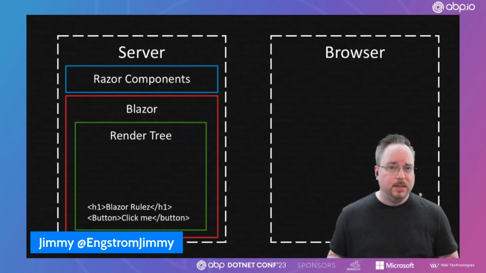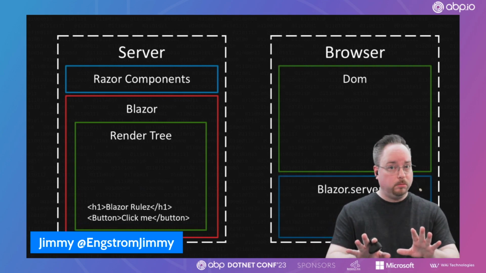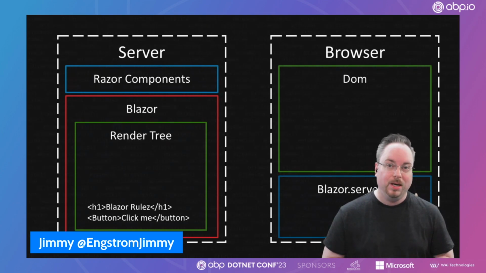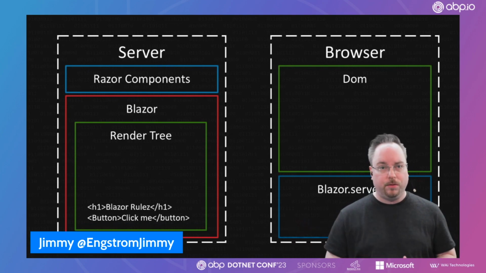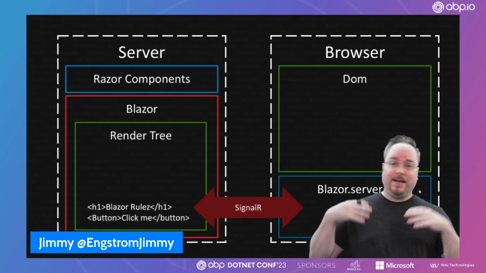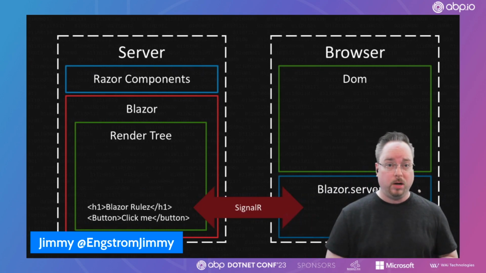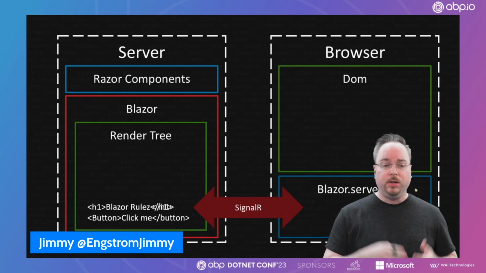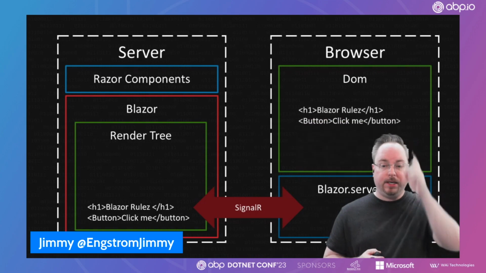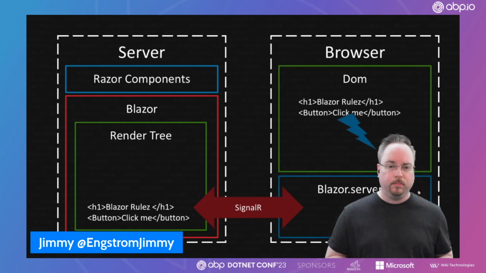Now on the browser side of things, we have a DOM and a little piece of JavaScript. Don't worry, we don't need to write JavaScript ourselves. This is written for us. And the JavaScript is connecting to the server using SignalR. Blazor has the same state on the server, so it knows that it hasn't pushed anything to the browser yet. It's going to take what it has, push it over the SignalR connection to the JavaScript, and then update the DOM. Great. So let's say that I click the button.